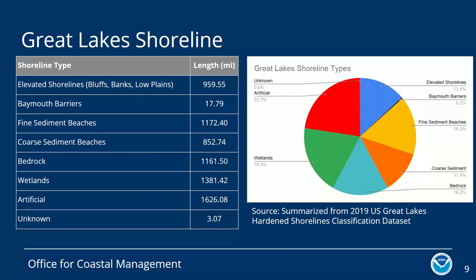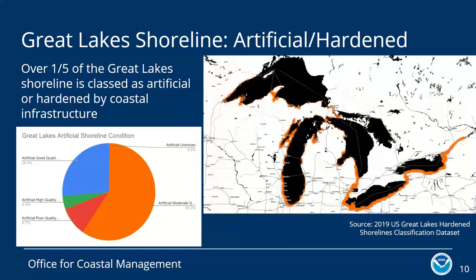And we can also look at the breakdown to our fine sediment beaches. Those are easy to mobilize, and I'll discuss these in a little further detail. And then again, the wetlands too, making up almost another one-fifth of our Great Lakes shoreline as well. And so as water levels change, it's definitely having an impact to each of these different shoreline types along the Great Lakes.